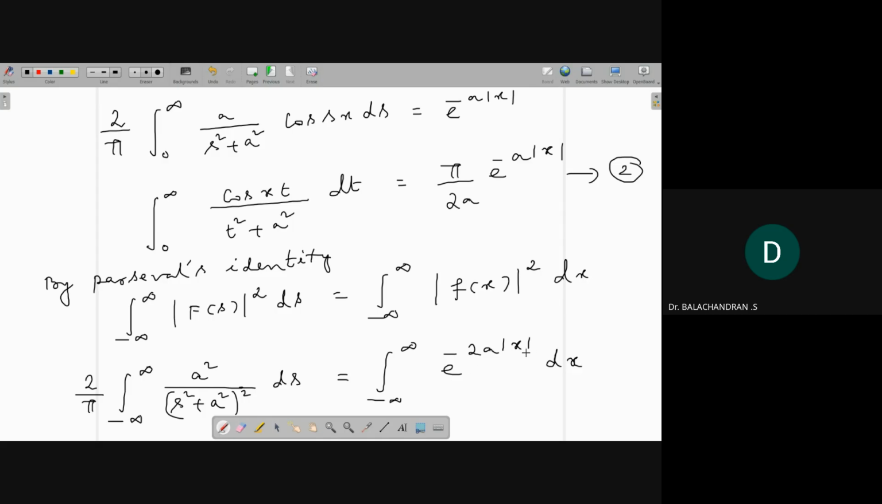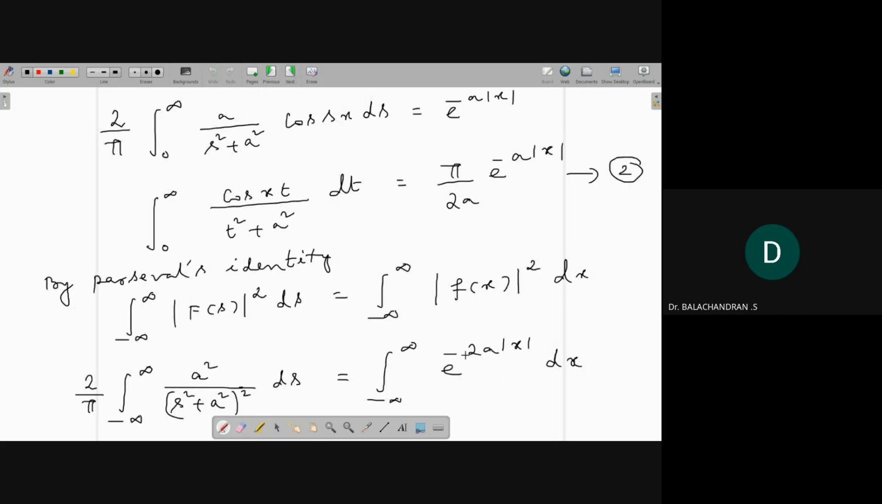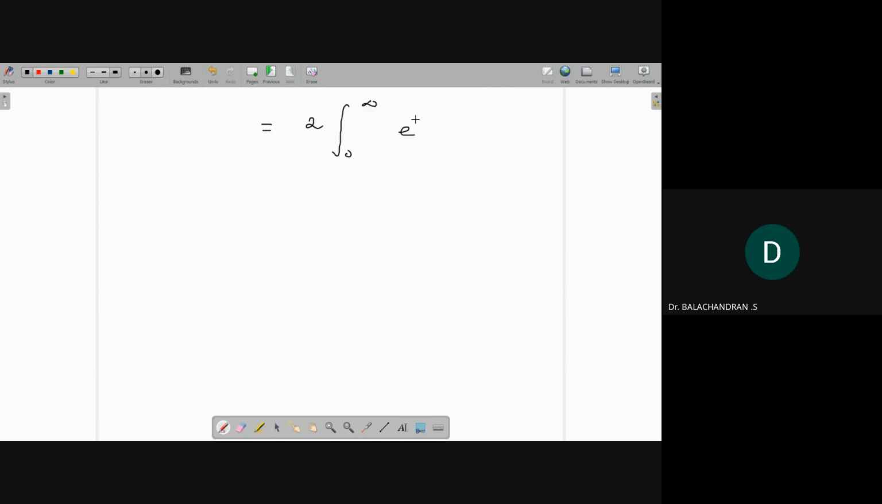So here you can see again e power minus 2a mod x is an even function. So that's why you can write 2 times 0 to infinity. So right hand side is only 2 times integral 0 to infinity e power minus 2a mod x, but mod x is equal to x in this interval 0 to infinity. That's why I'll directly write x dx. So I'll write the left hand side also.